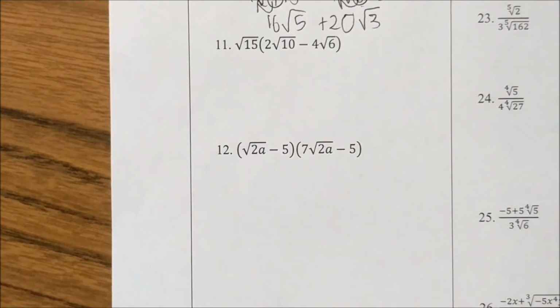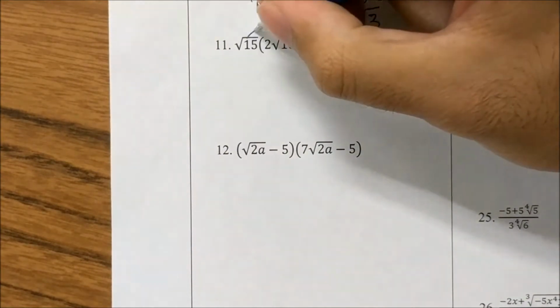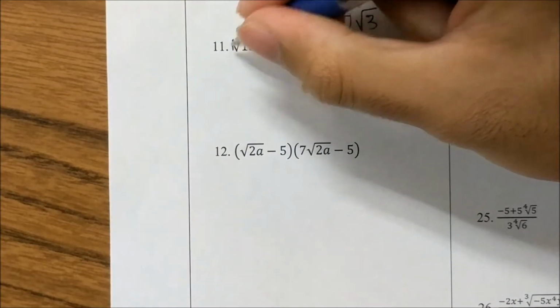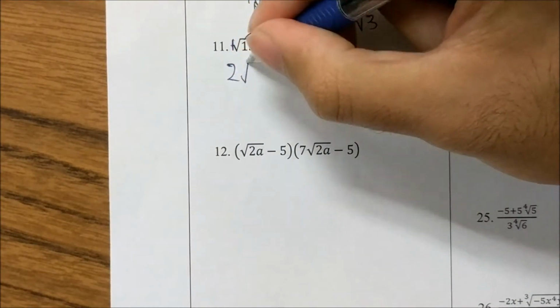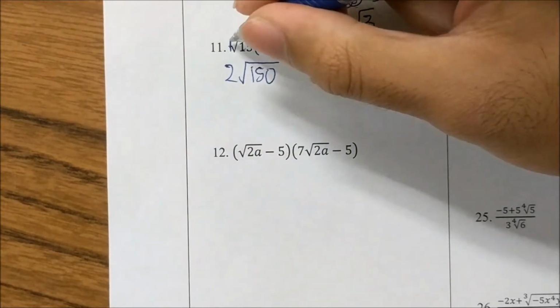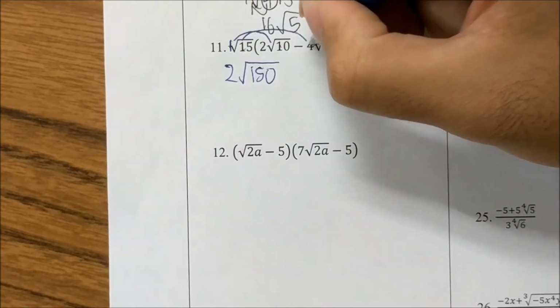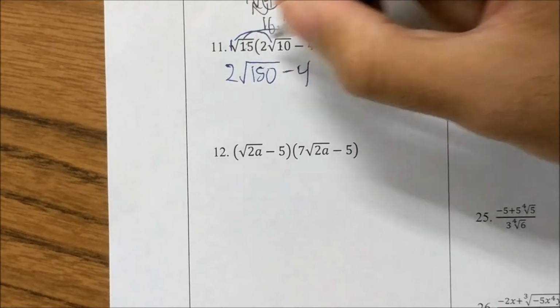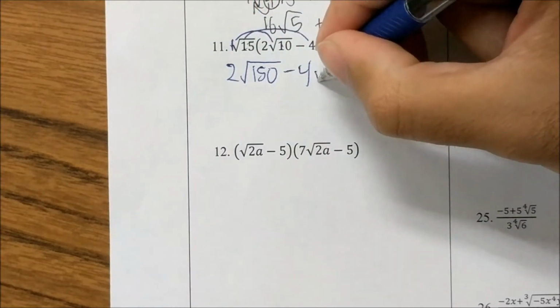Okay, so we need to distribute. So invisible 1 in front, 1 times 2 is 2, then radical 15 times radical 10 is radical 150. And then again, 1 times -4 is -4, radical 15 times radical 6 is radical 90.